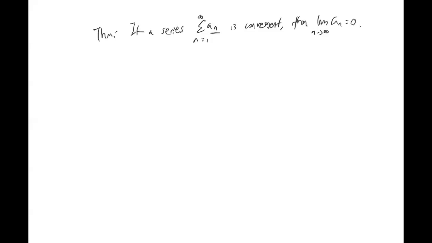Now, this theorem a priori is kind of useless, right? Because normally the question is asking you to check whether it converges or not, so it's kind of useless to know that if it converges, something happens. But the contrapositive of this is useful. So the contrapositive. This is the test for divergence.